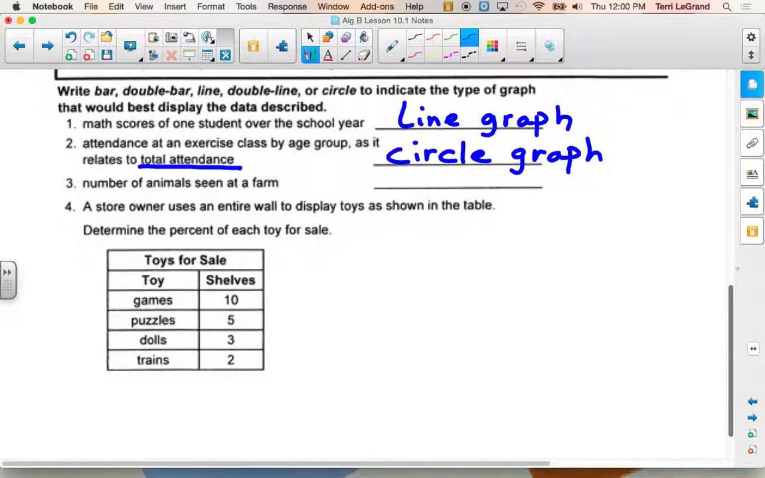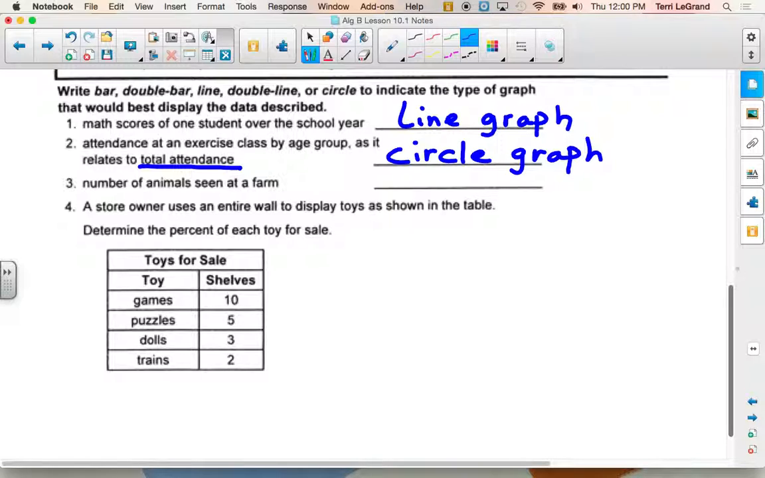Now, if they had said attendance at an exercise class by age group, then we could have just done a bar graph. But they want it as it relates to total attendance. They wanted to show how big a part each has out of the whole. Which class is the biggest, in other words, out of the whole?